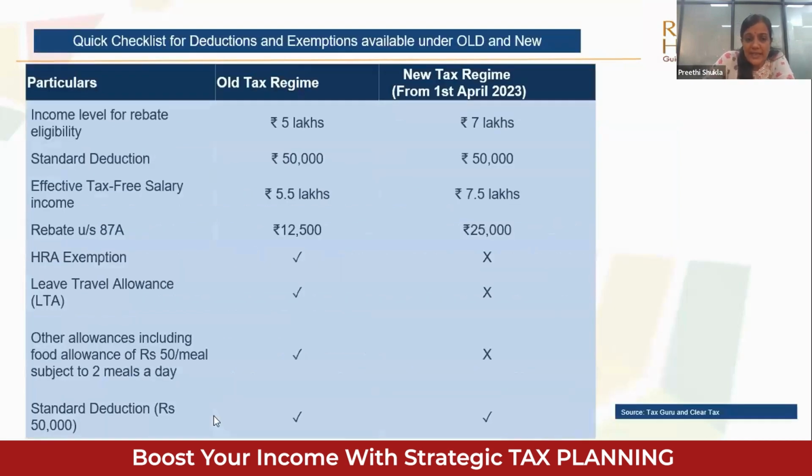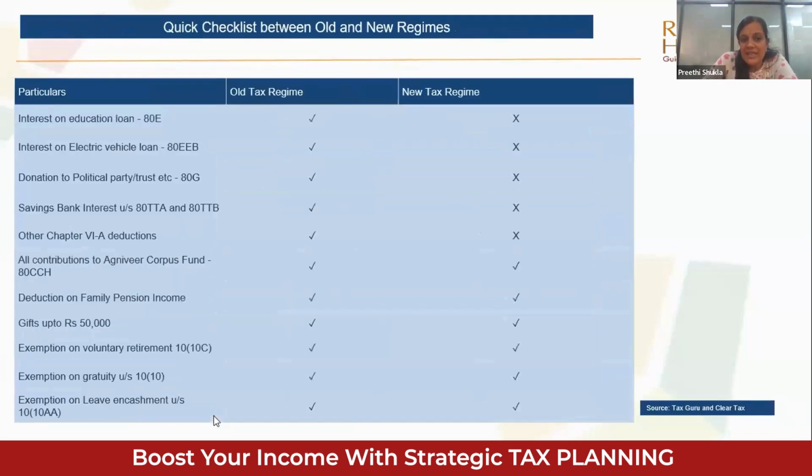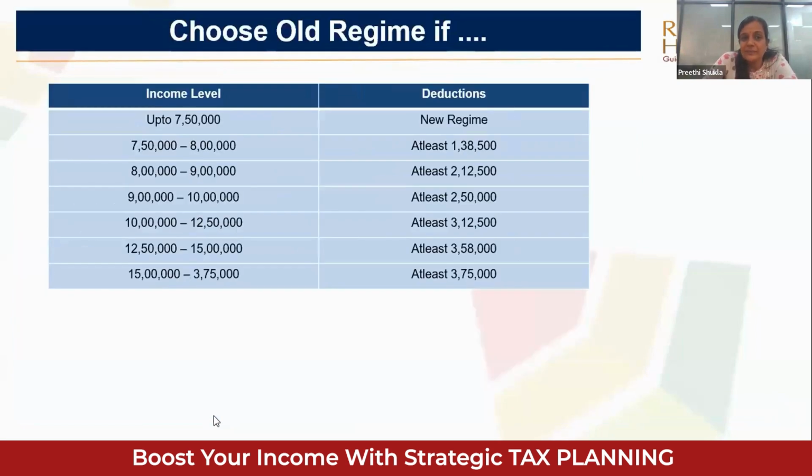So this is a quick checklist on what is available and what are the exemptions. We have taken this from another website, but it's very useful. Please have a look at it on what is available in the old regime and what is not available in the new regime. It's more of a quick checklist. So when do I choose old regime and when do I choose new regime? So choose old regime only if you are able to manage this kind of deduction.